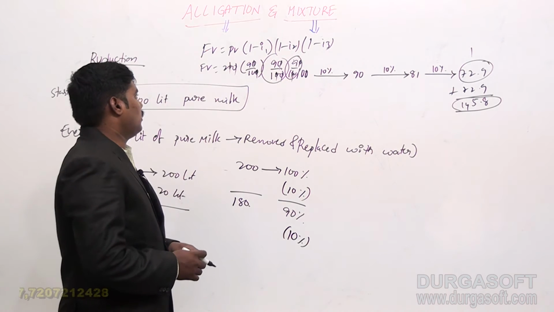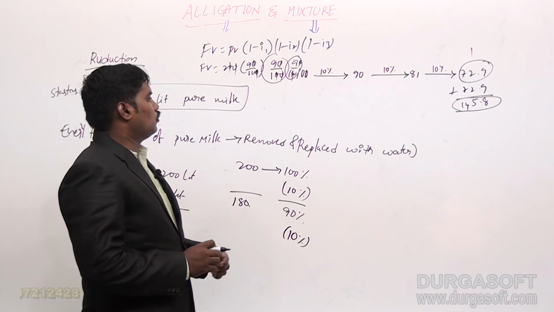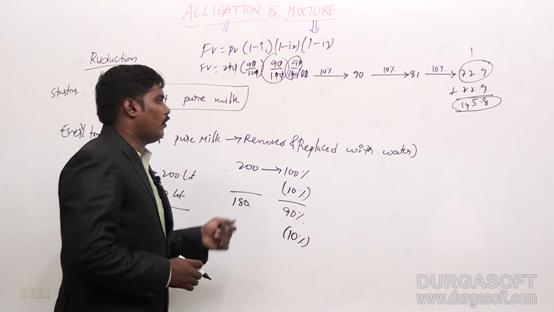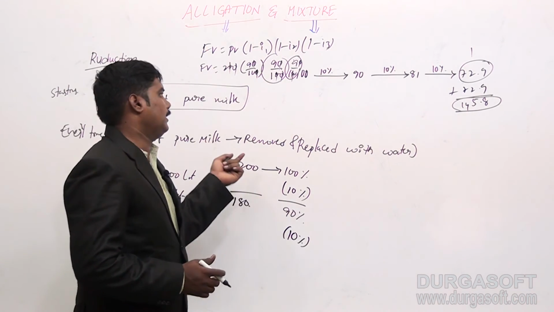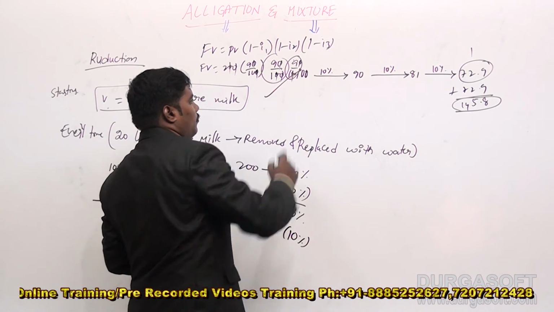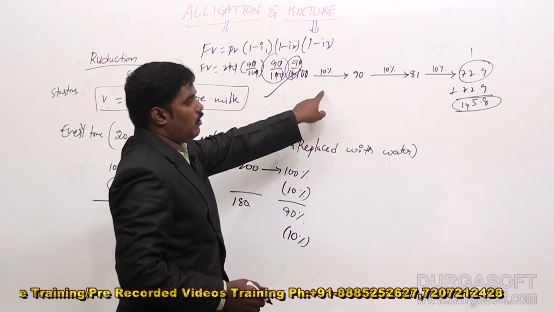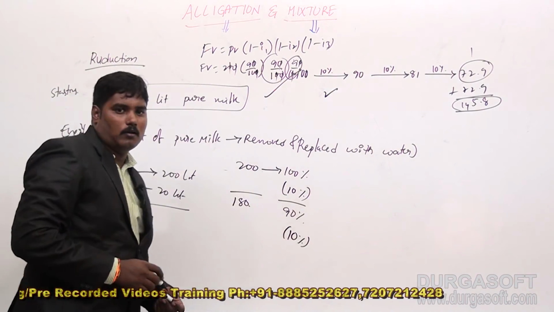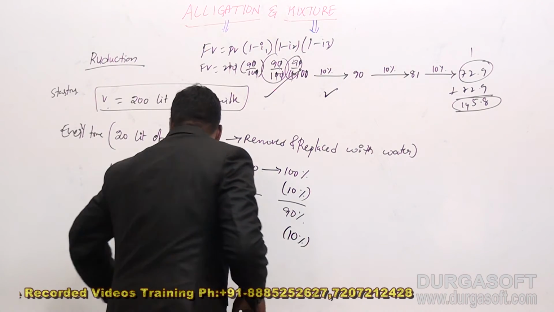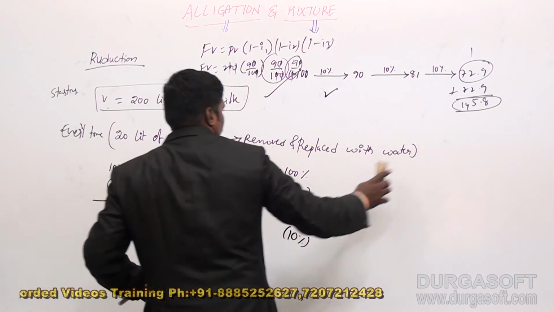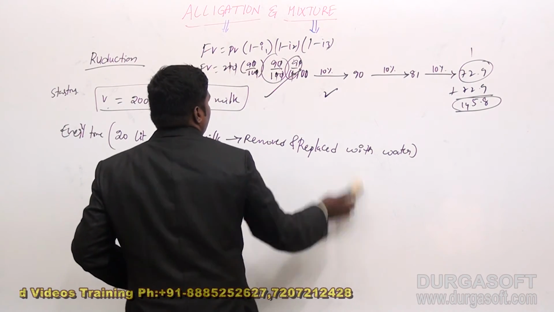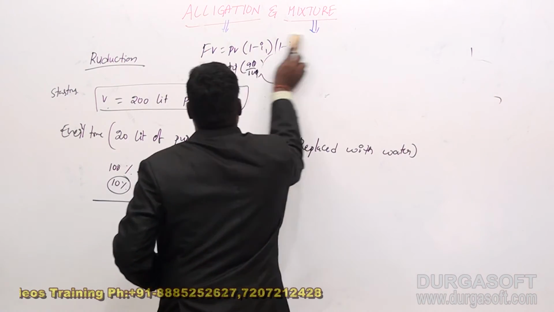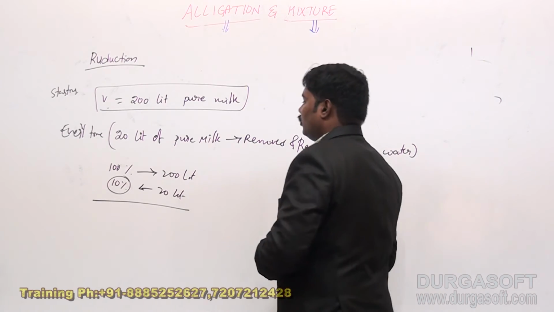So 729 into 2, you can get 145.8 as the answer by using the formula and without using the formula. It is the best way. Okay, I am repeating this process again. You may conclude the answer.